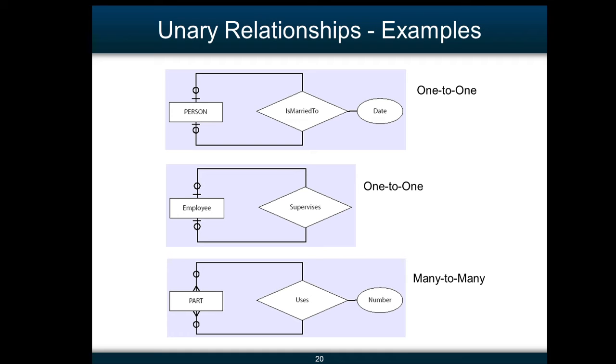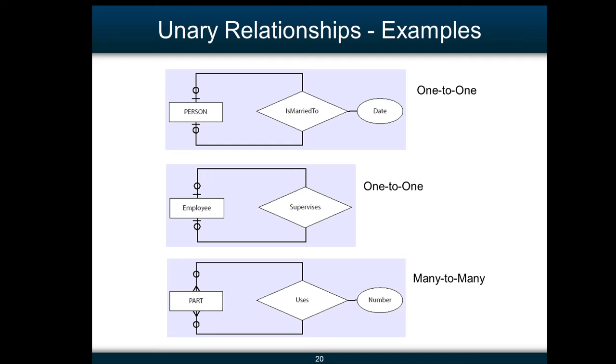Next example, one-to-one unary relationship. Unary relationship because we only have one entity, and that is employee. Employee supervises employee. This means that one employee supervises another employee. And then we can see there that the maximum cardinality is 1 to 1, and the minimum cardinality is optional.